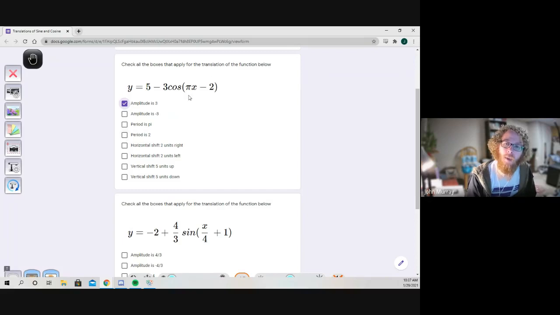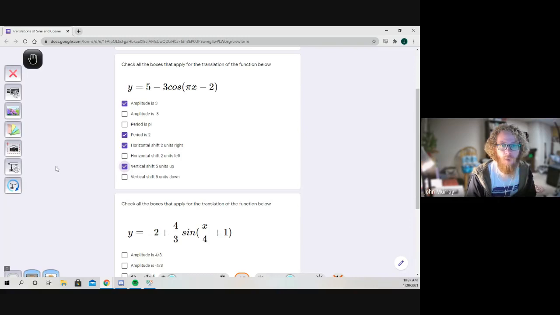Next was period. Here, our b is pi, that's the number that's next to our variable x. So when we set up 2 pi over pi, that gives us a period of 2. Be careful there. Our horizontal shift left and right goes opposite of what we see. Because we have -2 on the inside, we're going to shift right 2 units. And then on the outside, that's our vertical shift, and that follows whatever sign we have. In front of this 5 is an invisible positive sign, so that would be a vertical shift 5 units up.